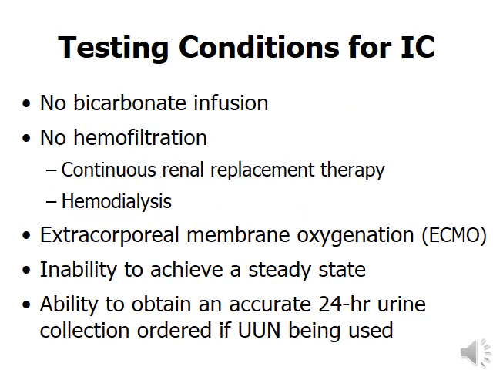Other variables that will prevent accurate IC measurements include infusion of bicarbonate, hemofiltration such as continuous renal replacement therapy or hemodialysis, extracorporeal membrane oxygenation or ECMO, inability to achieve a steady state such as during agitation, pain, or respiratory compromise. And if you're collecting a UUN measurement, it's important to consider the ability of the medical team to correctly obtain and maintain this urine collection within 24 hours of you performing the test.